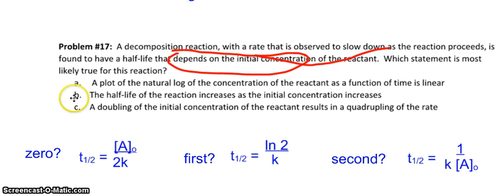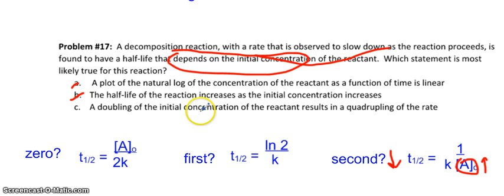Do these A, B, and C options, which one makes sense for a second order? So is A, a plot of the natural log of the concentration of the reactant as a function of time, linear? The answer is no, that's first order. A describes the first order. B says the half-life of the reaction increases as the initial concentration increases. So what happens if this number down here gets bigger? What will the half-life do? Will half-life go up if it's in the denominator? No, half-life is going to go down, so B's wrong. I'll cross that one out too.